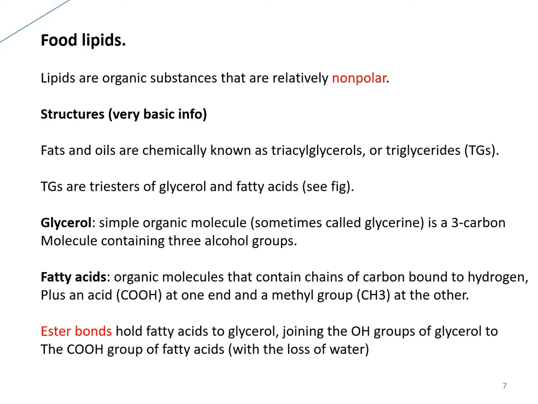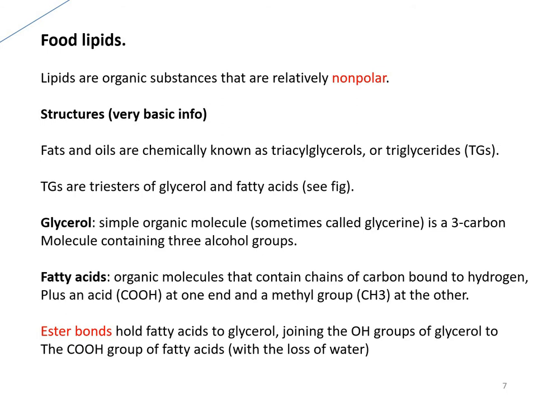It is known as triacylglycerols or triglycerides. To be brief, to be simple, we just call it TGs. So TGs are triesters of glycerol and fatty acids. Glycerol is a simple organic molecule, sometimes called glycerin. You can buy this in the pharmacy. It is a 3 carbon molecule containing 3 alcohol groups. So 1 glycerol, 3 fatty acids.